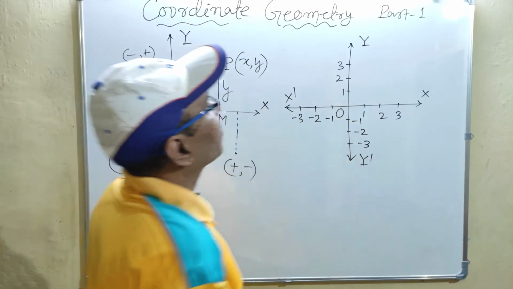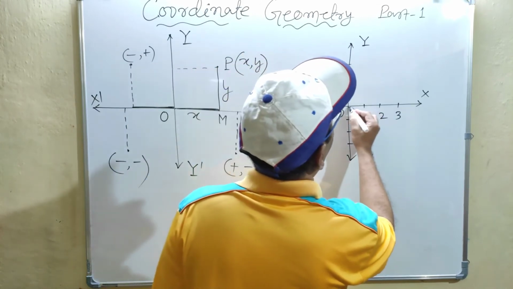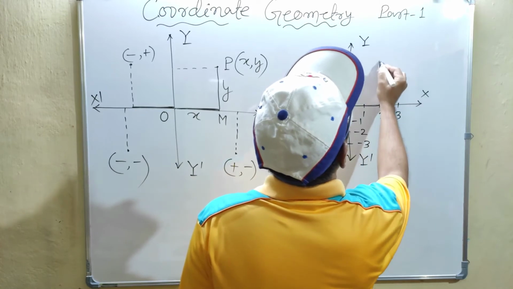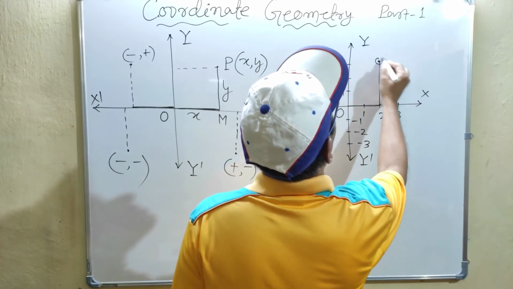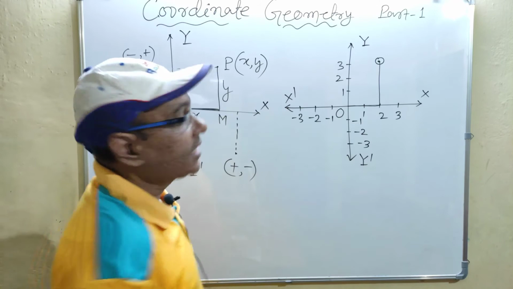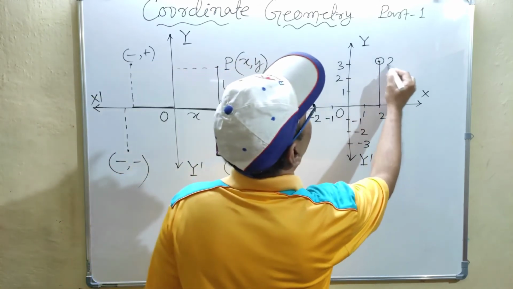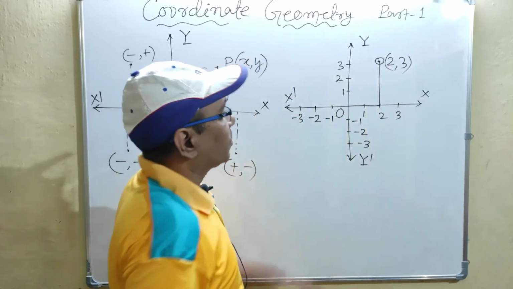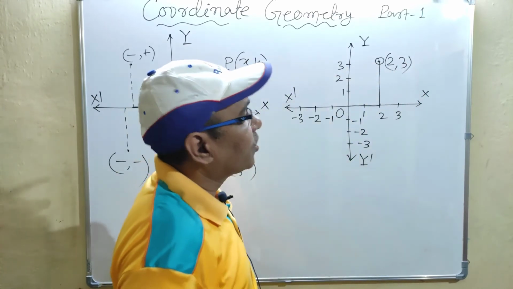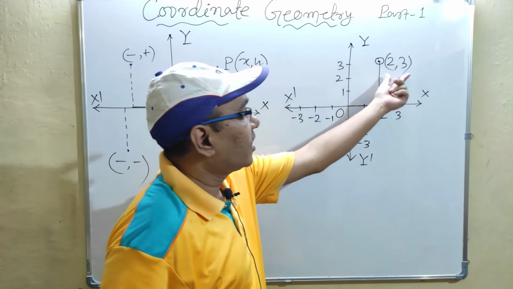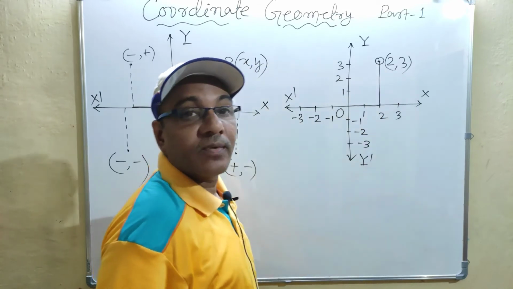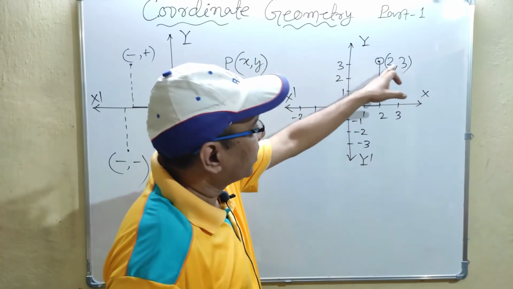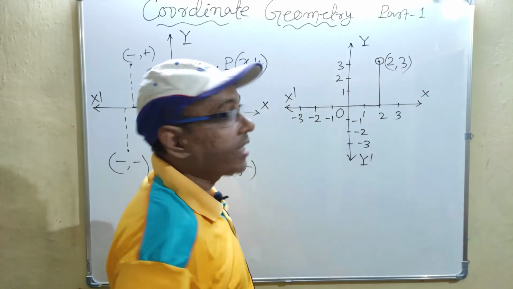Okay. Now suppose any point is here, 2 distance this side and 3 distance this side. Here is a point. Then its x coordinate will be 2 and y coordinate 3. Understood? So this point will be written as (2, 3). It is called an ordered pair, as well as the coordinates of the point. Coordinate of this point is (2, 3). 2 is called x coordinate, 3 is called y coordinate.